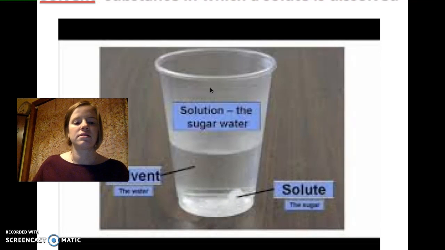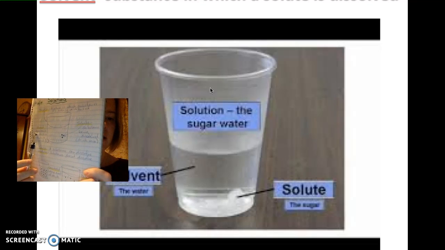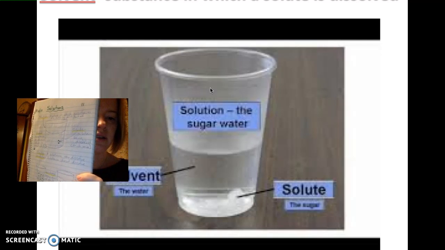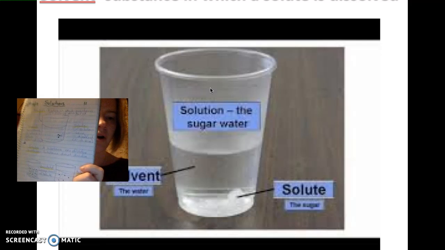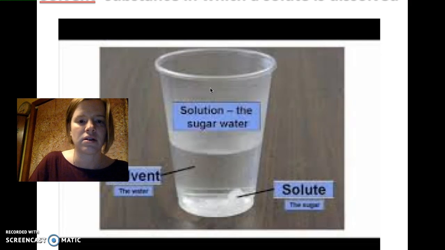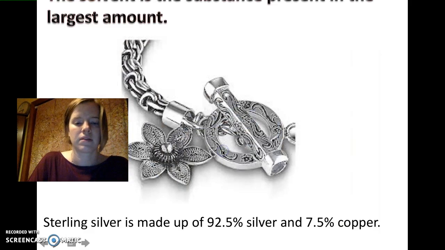Next is our solvent. So again, to your notebooks, the solvent, on this side. In most cases, your solvent is water. So in our little cup, solvent is the substance in which a solute is dissolved. You might want to underline, substance in which a solute is dissolved. So in this case, you've got sugar, which is the solute, and water, which is the solvent.